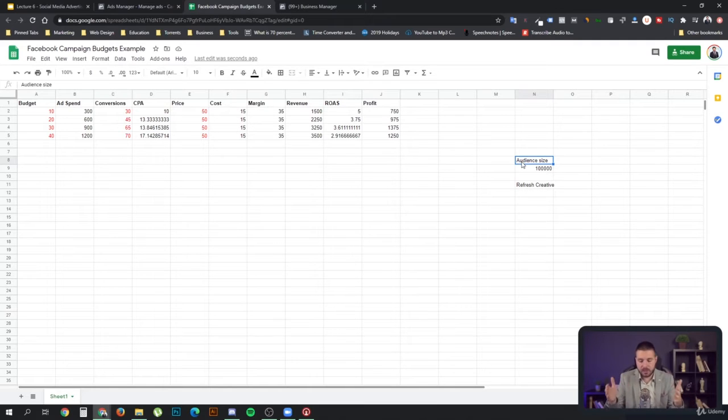And you need to think of it in this way. How many days does it take with this budget to run through the audience twice? So how much time does it take for you to show your ads to the entire audience twice? At that point, you need to refresh creatives and you're going to start running into ad fatigue problems.